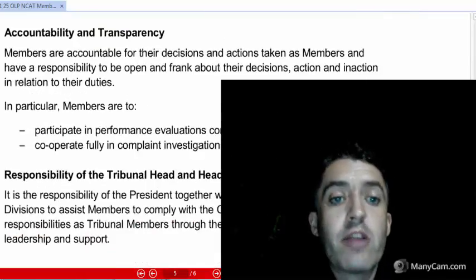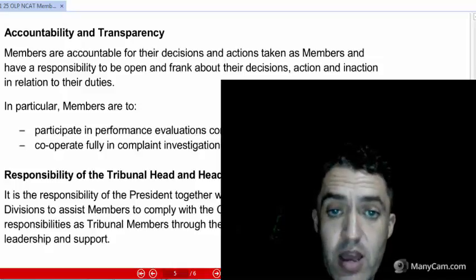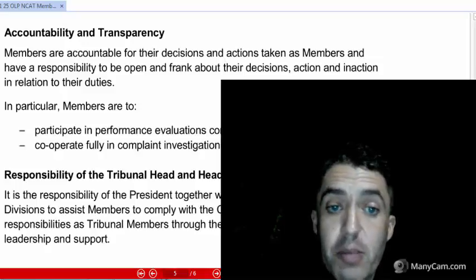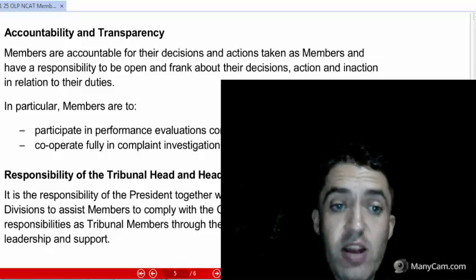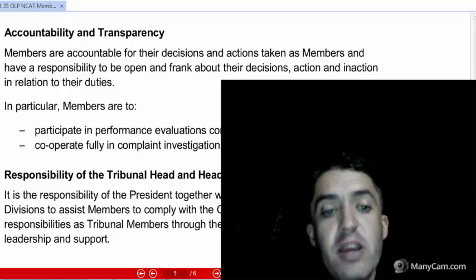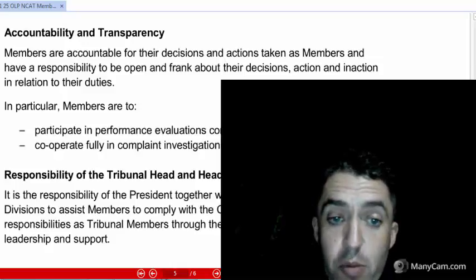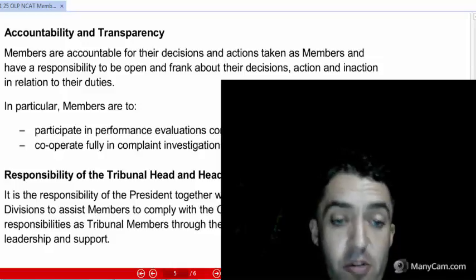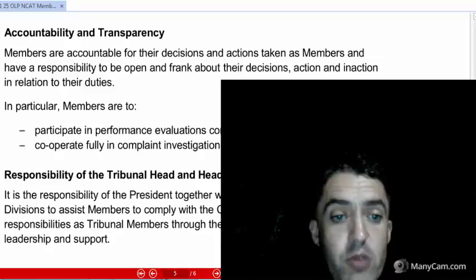Accountability and transparency. Members are accountable for their decisions and action taken as members, and have a responsibility to be open and frank about the decisions, actions, and inaction in relation to their duties. In particular, members are to participate in performance evaluations conducted by the tribunal, cooperate fully in complaint investigations carried out by the tribunal.